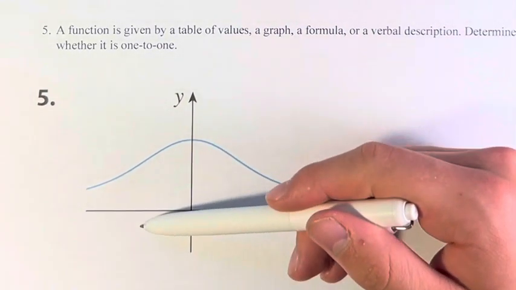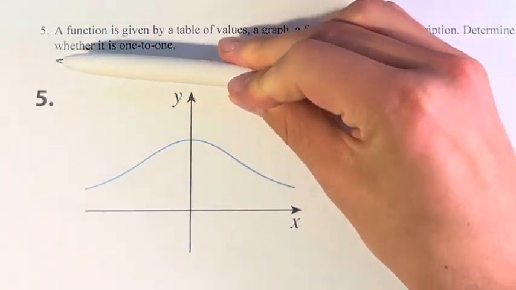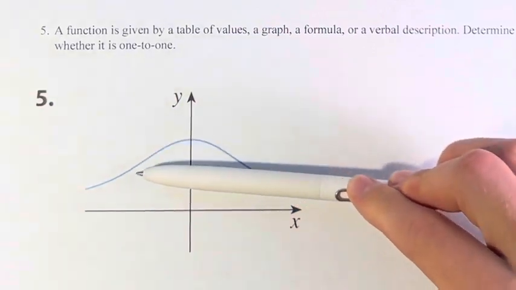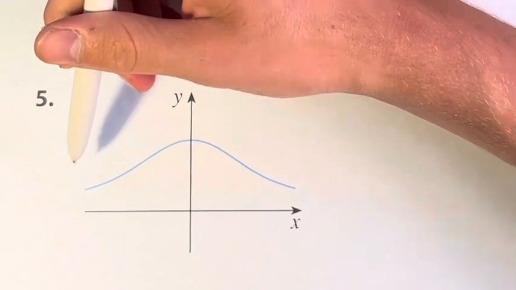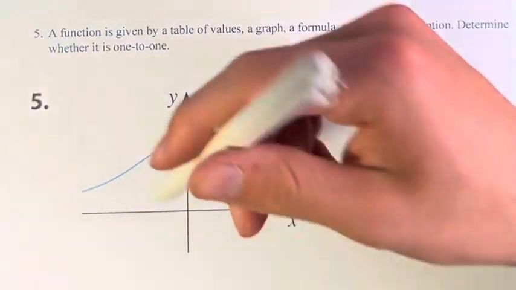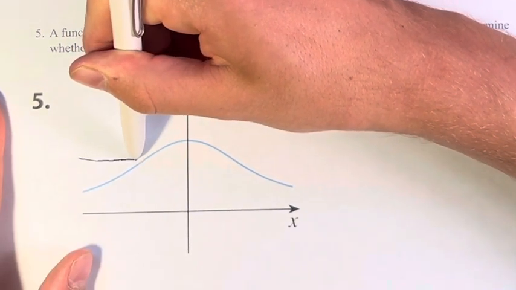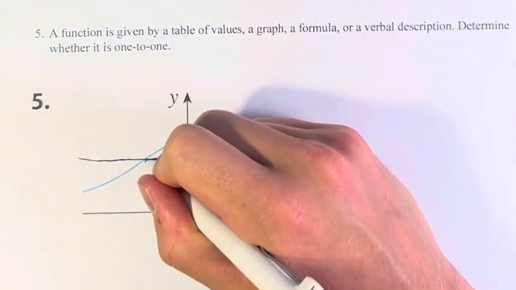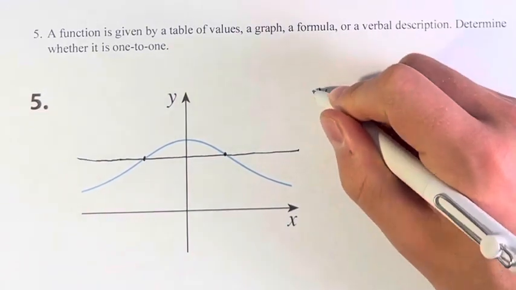Because every x value needs to have a unique y value, any particular y value, let's say this is y equals 4, cannot intersect at two different x values on the function. And we can see that for almost any y value we pick within the domain of the function, we do get two answers. So for example, we do that and we see we have two intersection points. Therefore, we can say, no, the function is not one-to-one.